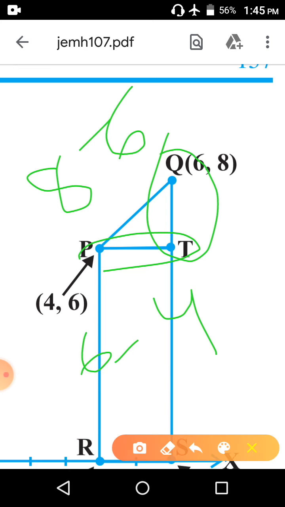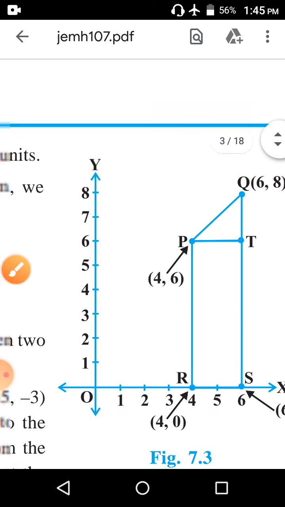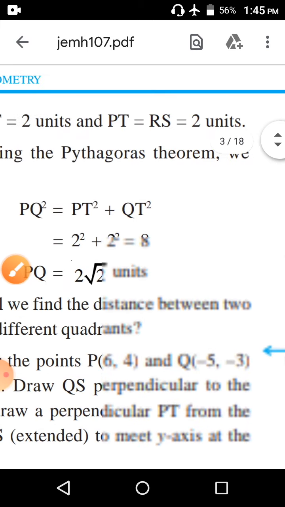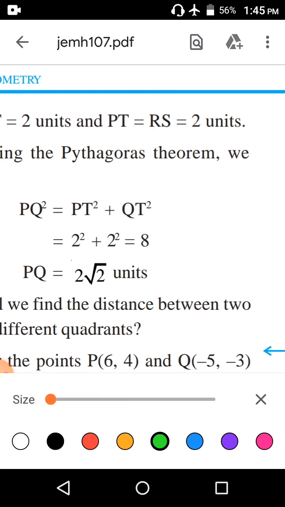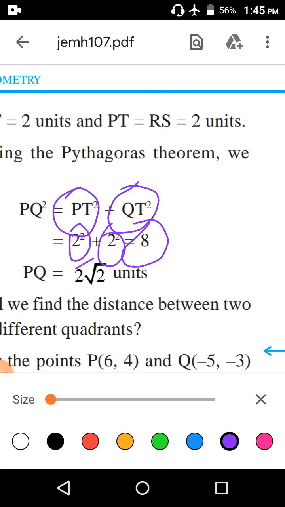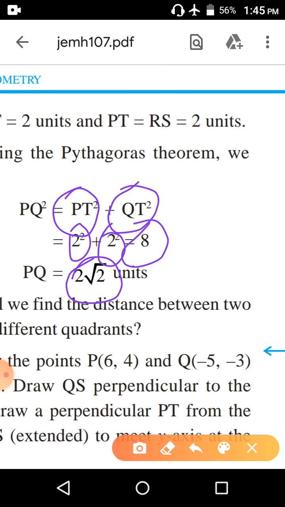So how did you get the answer? Let us understand from this. Here, look at this. PT is also 2 and QT is also 2. So what is 2 square plus 2 square? 4 plus 4 is 8, and square root of 8 is 2 root 2. So this is how we get the answer.